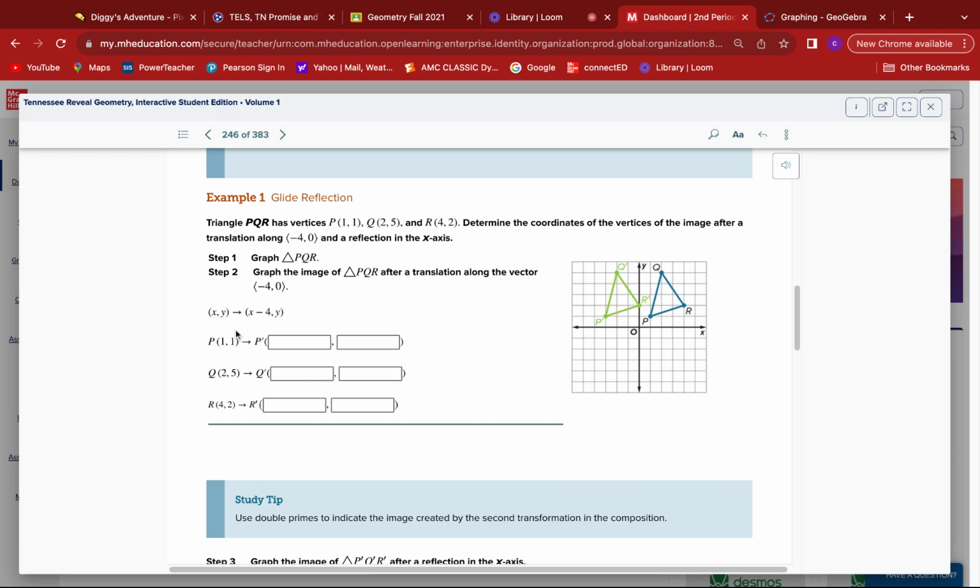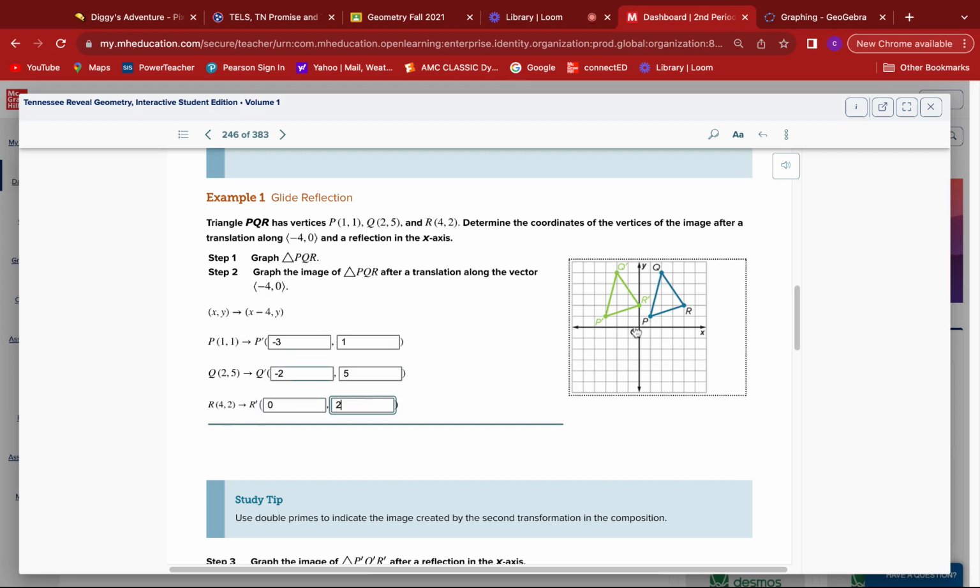Okay, plug and chug people. I'm going to take this 1 and replace it for the x. So 1 minus 4 is negative 3, and the y does not change. Taking the x, which is 2, and substituting it in, 2 minus 4 is negative 2, and I'm not going to change the y value, 5. And replacing the x with 4, 4 minus 4 is 0, and I'm not going to change the y value, which is 2.